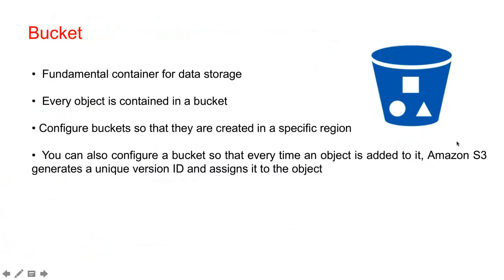You can also configure a bucket so that every time an object is added to it, S3 generates a unique version ID and assigns it to the object. So whenever an object gets uploaded to the bucket, it gets a tag, a key value, so that it can identify that object at the back end.